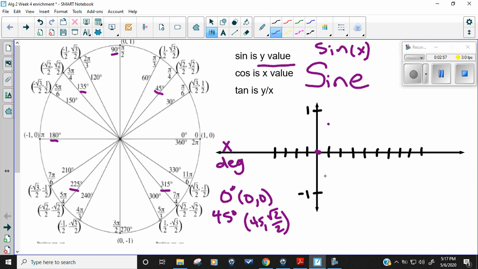Okay? The next one is 90 degrees. At 90 degrees, it's at 1. So that jumps up right there. And then at 135 degrees, your y is positive square root of 2 over 2 again. So it's 0.71 again. So that one should match right there. And then at 180 degrees, which is my next tick mark, your y is 0. So there's 1/2 of my y.